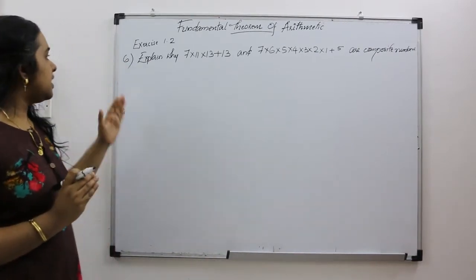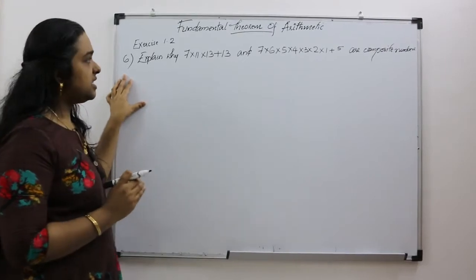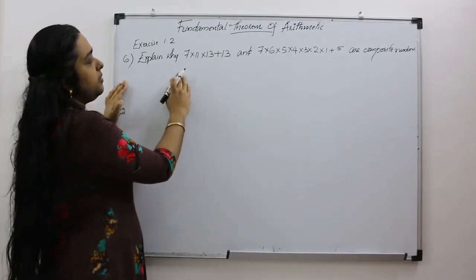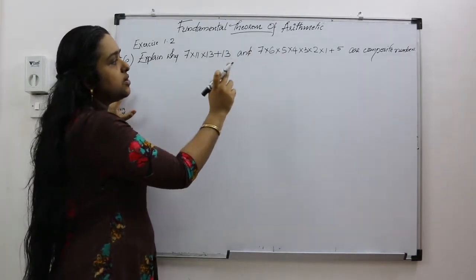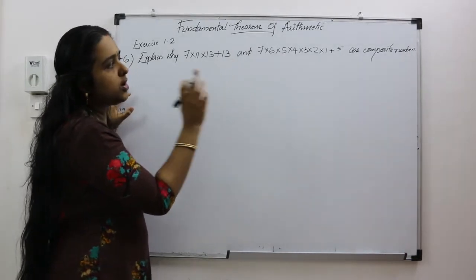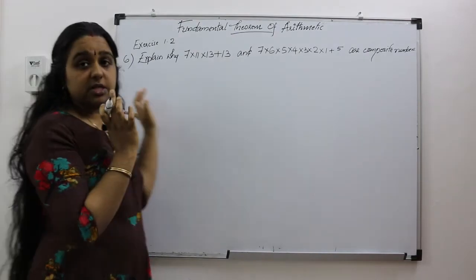Now I am moving on to the next problem, question number 6. Explain why 7 into 11 into 13 plus 13 and 7 into 6 into 5 into 4 into 3 into 2 into 1 plus 5 are composite numbers.